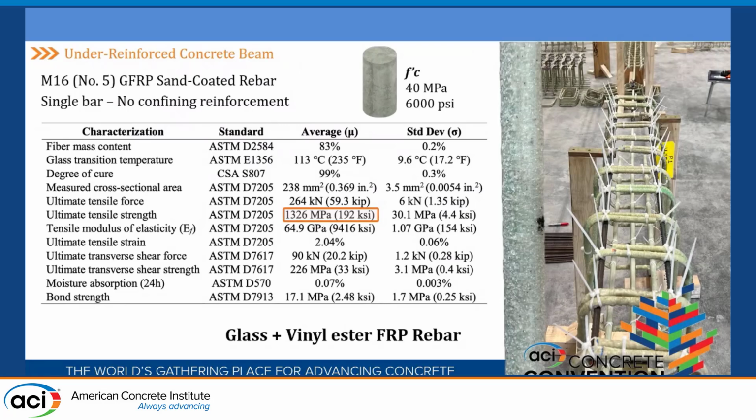These are the properties of the rebar. Almost 200 ksi of tensile strength, concrete strength of 40 megapascals, 6,000 psi, glass vinyl-ester FRP rebar, and of course it fulfilled all the requirements of the current ASTM D7957, also with a modulus of elasticity of more than 60 gigapascals.